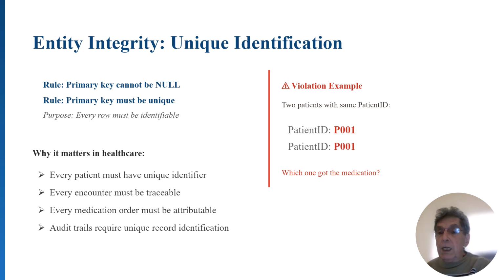Every patient must have a unique identifier, otherwise medical records get merged incorrectly, medications go to wrong patients, and billing becomes a nightmare. Every encounter must be traceable. If encounters can't be uniquely identified, you can't track what happened to a patient. Every medication order must be attributable. The prescriber, the patient, the date, the drug, all must be linked to specific identifiable records. And primary keys are the foundation. Without them, a relational database cannot exist, cannot function.